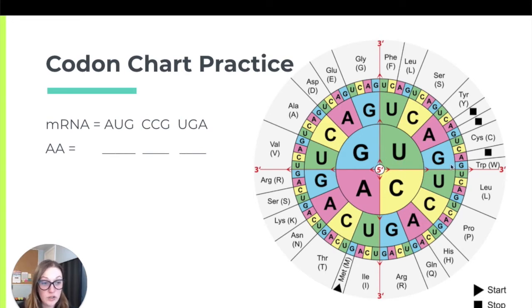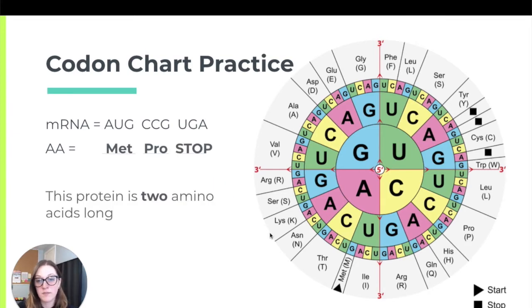UGA codes for the stop codon. The stop codon does not actually translate to a specific amino acid. It basically just signals the ribosome that this process is done and over. So here are your answers. This protein is 2 amino acids long. You have methionine bound to proline, and that is your total amino acid sequence, or protein.